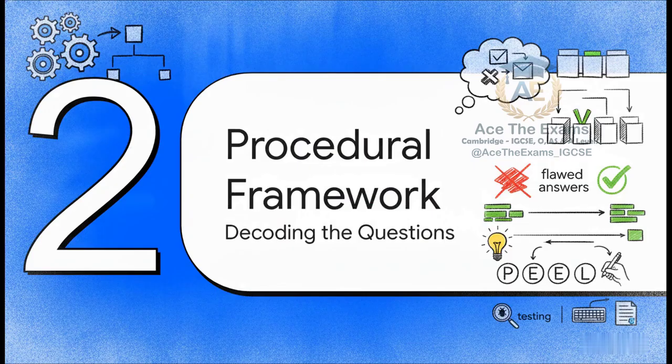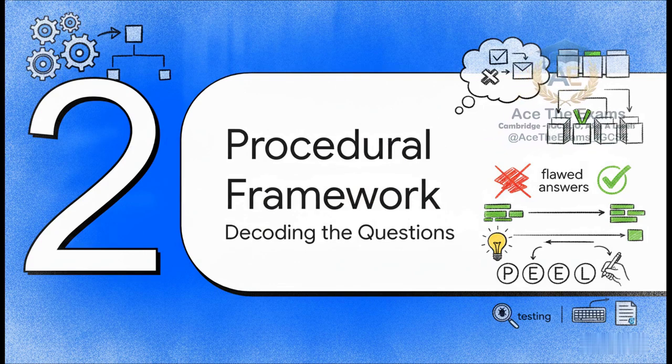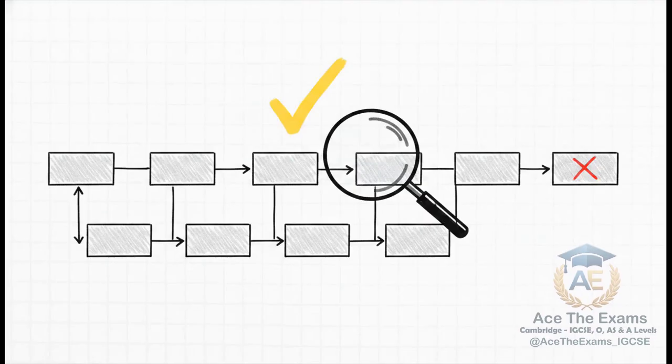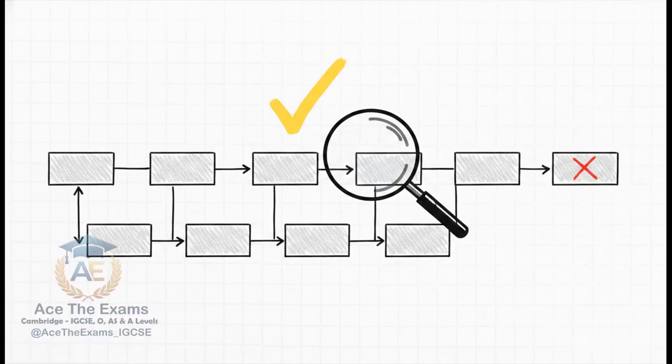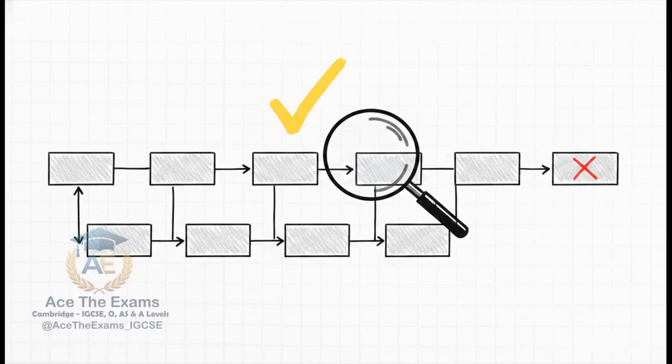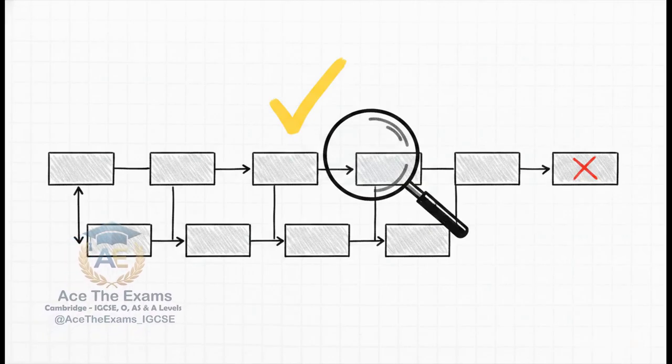Section 2. The procedural framework. Decoding the questions. This is where the magic happens. This is where we take those deeply flawed answers, apply systematic processing, and use algorithmic thinking to unlock top marks. Here is the absolute game changer that most teachers forget to tell you: the method mark strategy. Examiners actively award marks for the analytical process, not just the flawless final result.